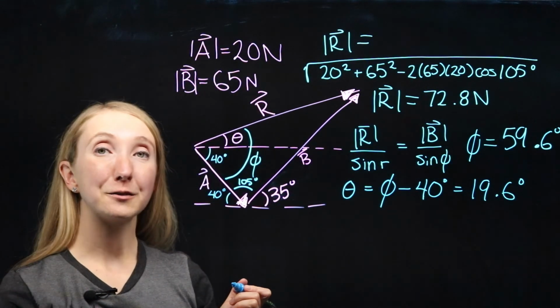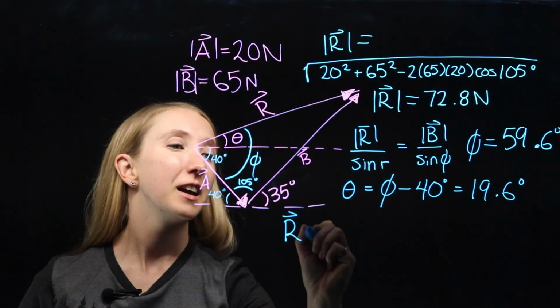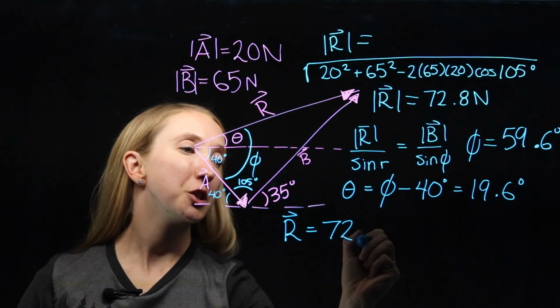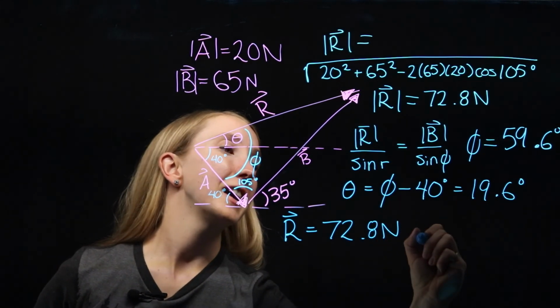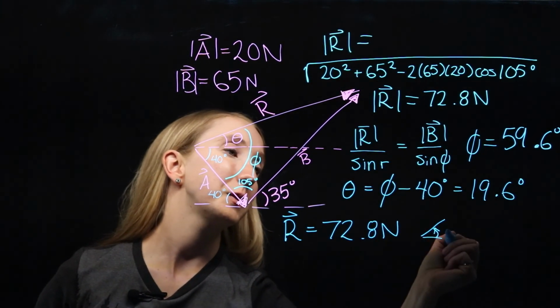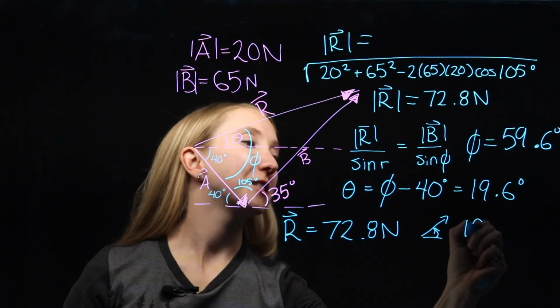And we get our final answer, which is that the vector R is equal to 72.8 newtons, oriented 19.6 degrees counterclockwise from the horizontal.